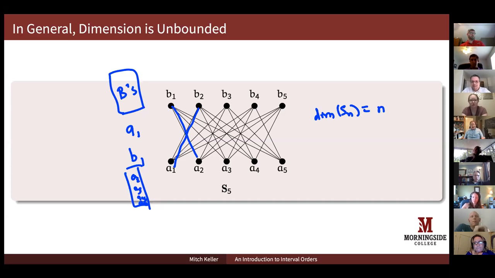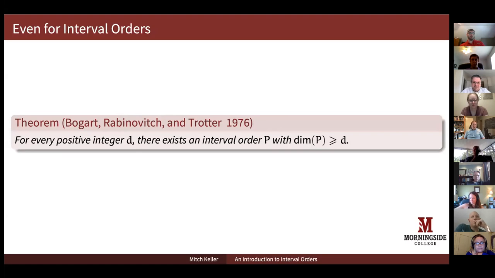Well, this is actually a quite hard question. Answered in the mid-70s by Bogart, Rabinovich, and Trotter. For every positive integer d, there's an interval order P with dimension of P greater than or equal to d.